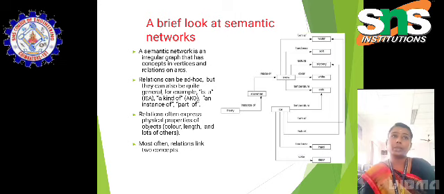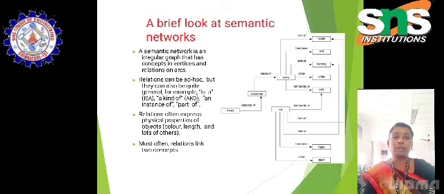A brief look at semantic networks. A semantic network is an irregular graph that has concepts in vertices and relations on arcs. Relations can be ad hoc, but they can also be quite general. For example, ice has the form of hardness, texture, color, temperature, and then it is the instance of snowman also. Relations often express physical properties of objects, color, length, and lots of others.